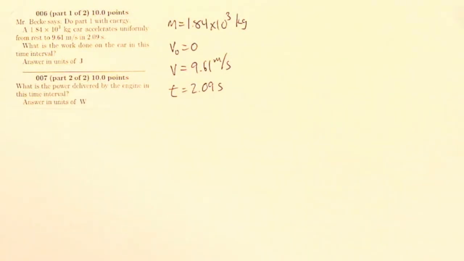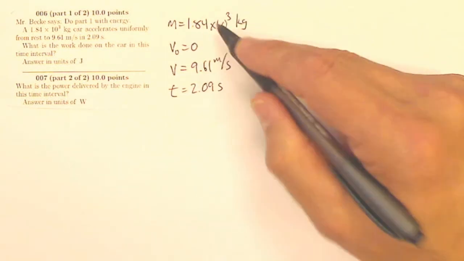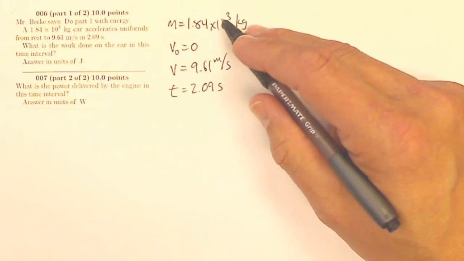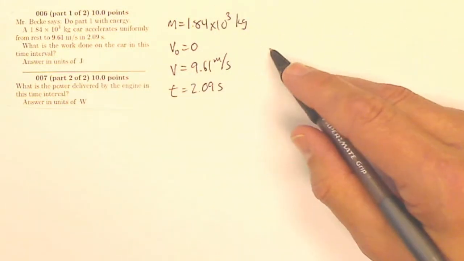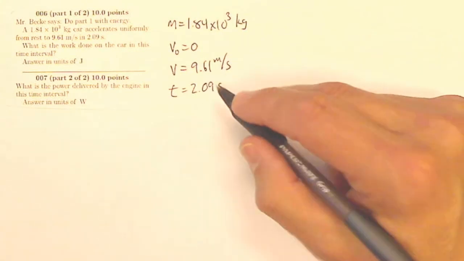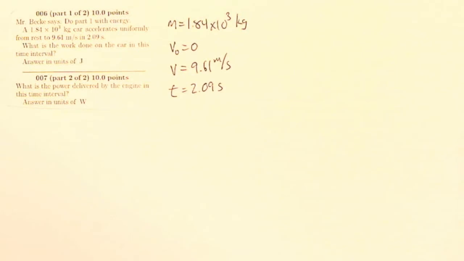Now, in order to get work, I need force times distance. What I could do is figure out my acceleration, and then use my mass to figure out my net force on the car, F net equals ma. Then I'd need my distance, so I would have to use one of those equations of motion in order to get how far it travels while it's moving at 2.09 seconds and accelerating. But there's an easier way to do this.